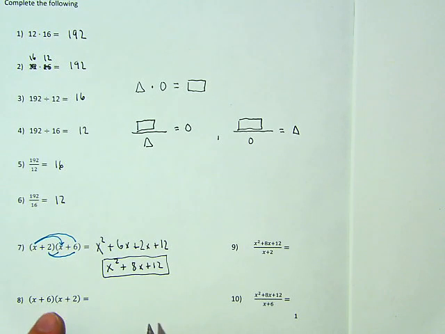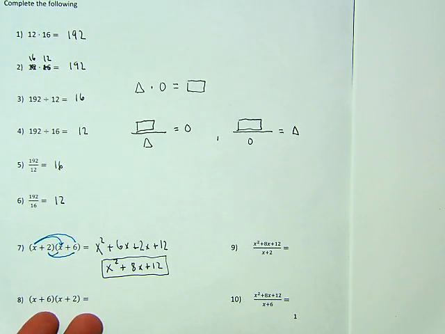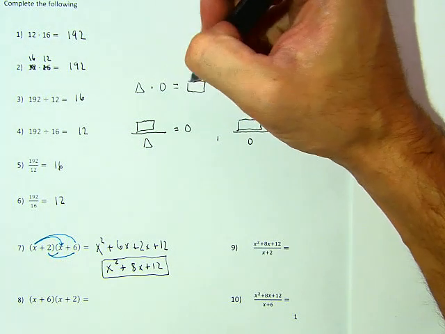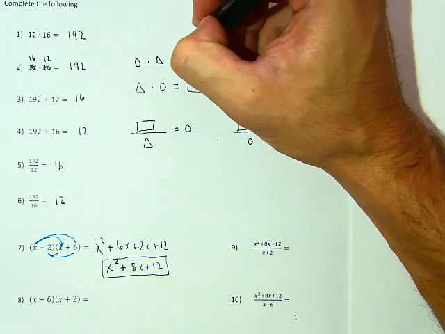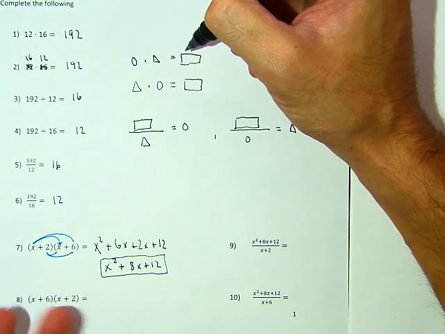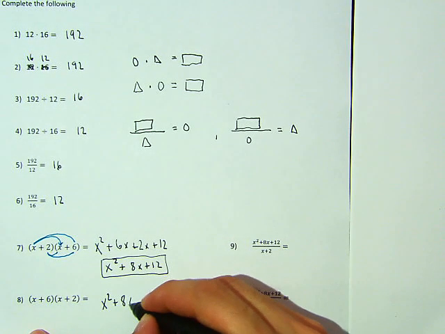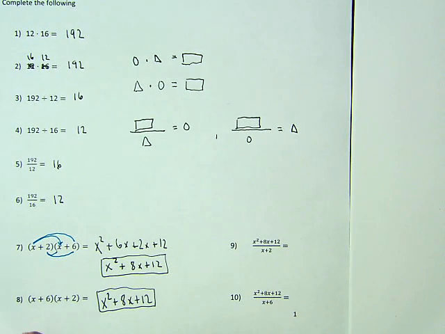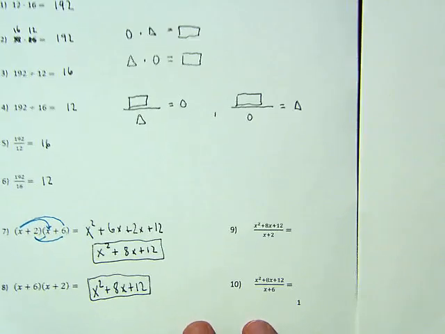Let's look at the next part. Notice that it's just this in reverse. Before we had triangle times circle is rectangle, and you also have circle times triangle is also rectangle. In multiplication, the order doesn't matter. We're just flipping it. So you should still get x squared plus 8x plus 12, okay? So far so good.